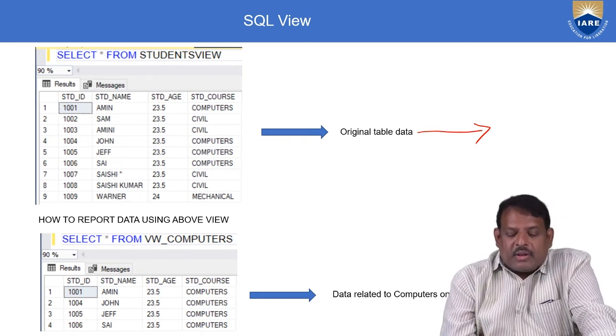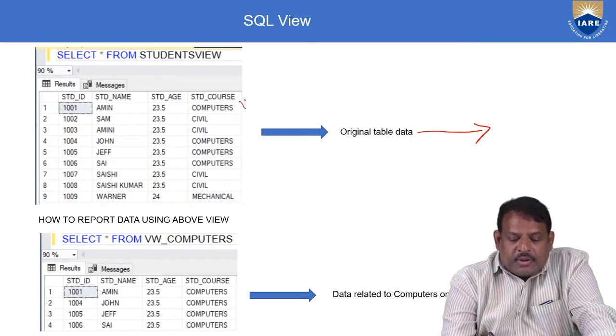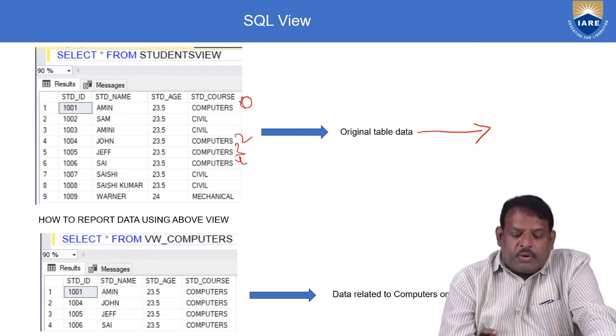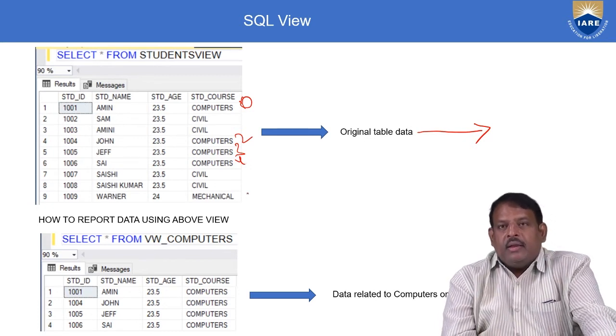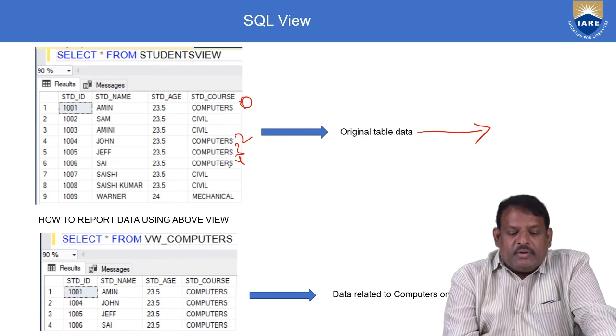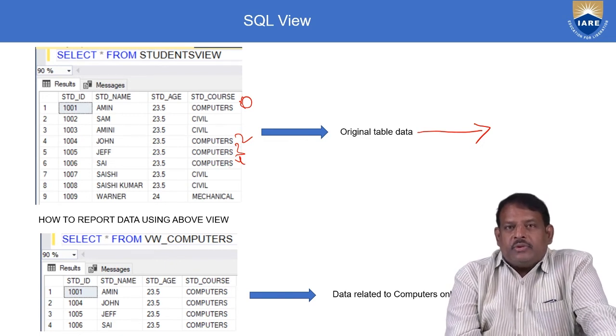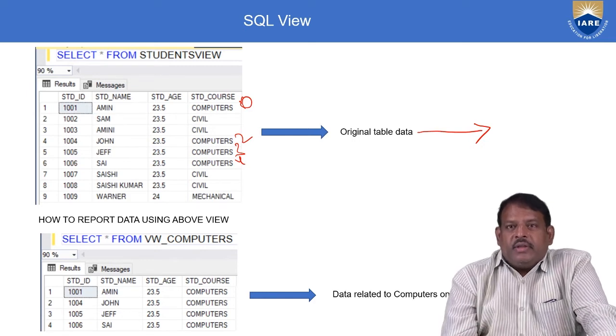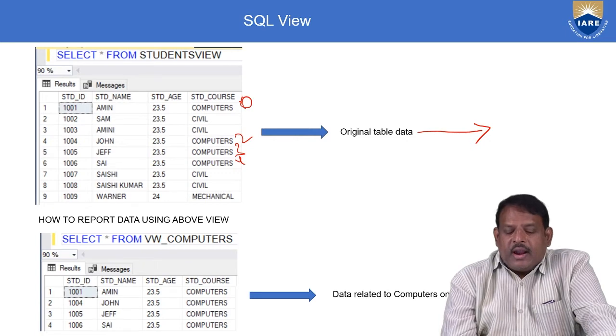If you see this table correctly, we have 4 computer science students, 4 civil and mechanical. I have in the student view table, I have 9 records. In that 4 are computer science, 4 are civil and mechanical.